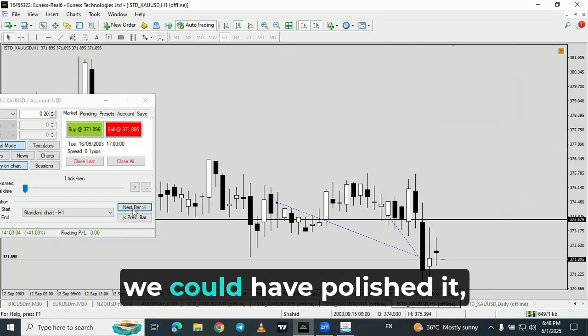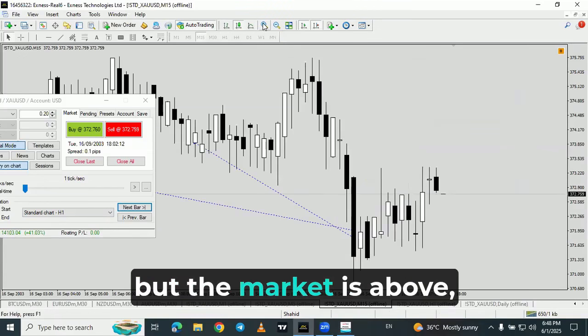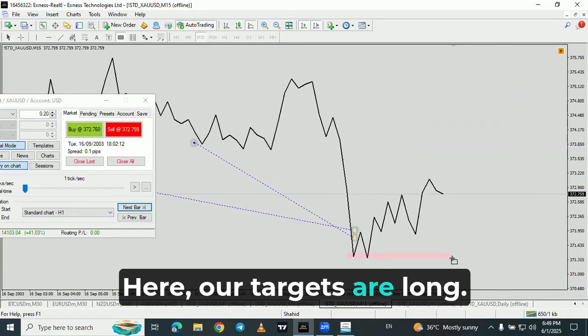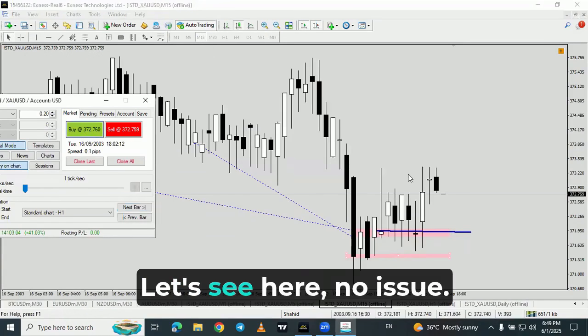So from here we could have polished it, but the market is above, no issue. We'll polish it from here. Here our targets are long. Let's see here, no issue.